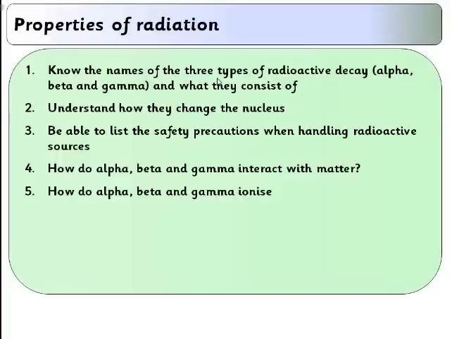And the reason behind why we need to talk about safety is we need to have a quick look at how the three types of radiation interact with matter, and then towards the end we're just going to very quickly look at what we mean by ionizing radiation.